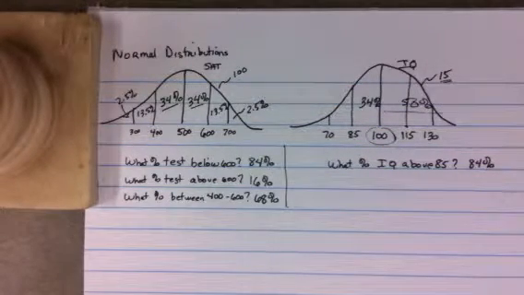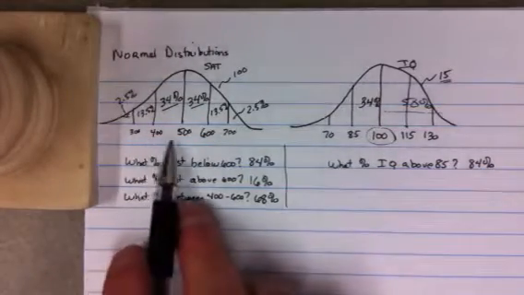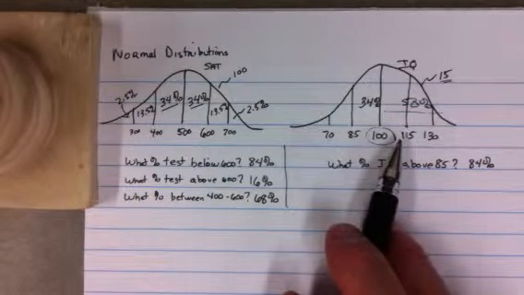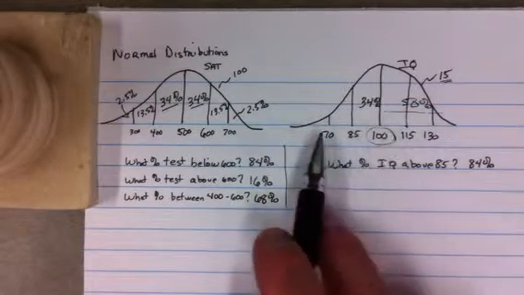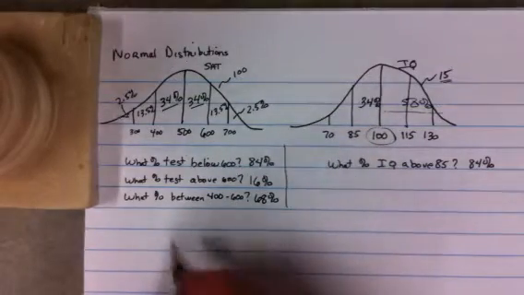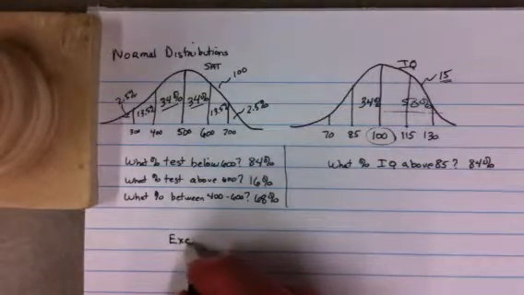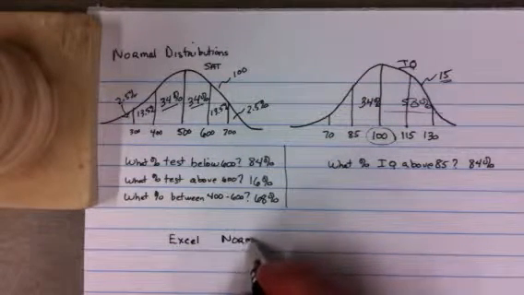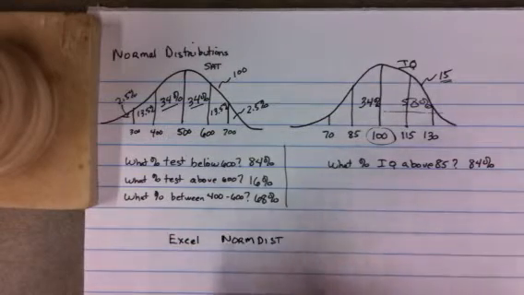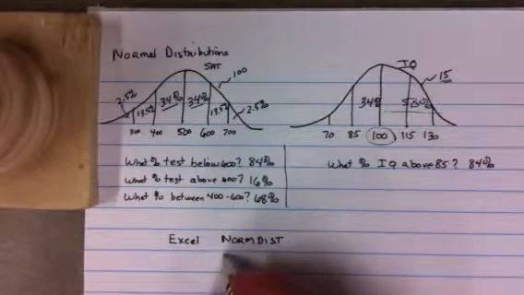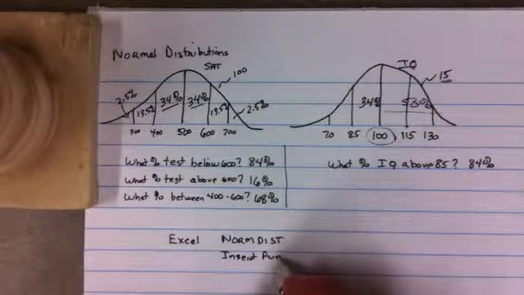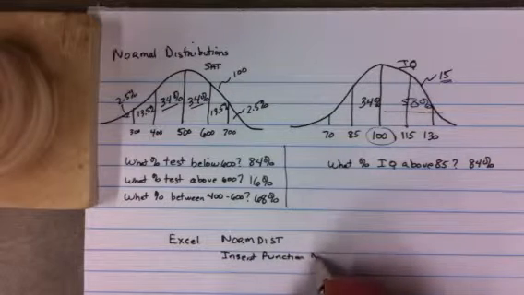Now, what do you do for numbers in between the even demarcations that you see here? Well, you actually have to either use a table or a computer program to do those calculations. Fortunately, in Excel, there are two wonderful little mini programs. One is called NormDist, and you can find it in Excel by inserting the function NormDist.